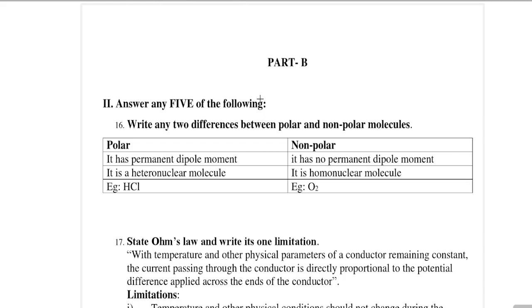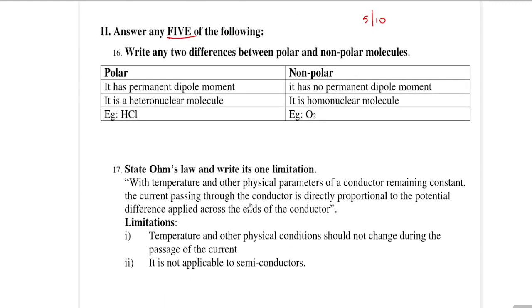Let us now look at part B. Here, a student is expected to answer 5 questions out of 10. Even here, there is a lot of choice. So, first question, which is 16th one in the series, says write any two differences between polar and non-polar molecules.